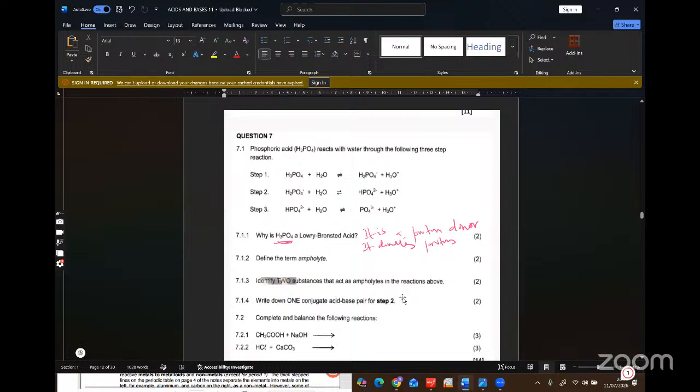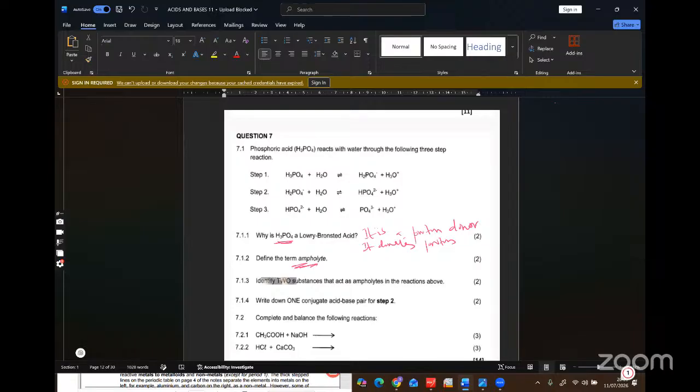Then the next question says, define the term ampholyte. I said an ampholyte is a substance that acts as an acid and a base. So that is an ampholyte for you. Then in the next question, where's my, I can't see the case. Okay, so the next question says, identify two substances that act as ampholytes in the reaction above.